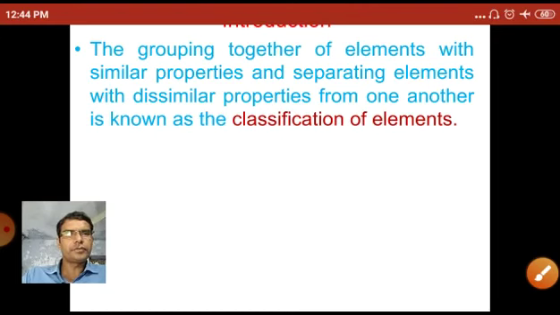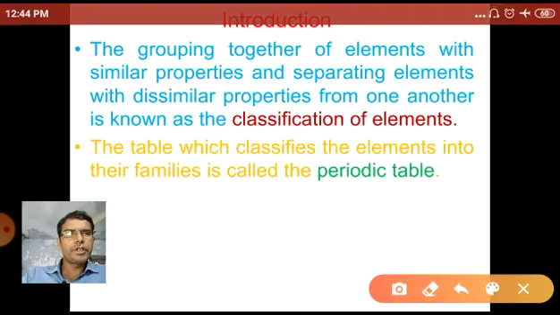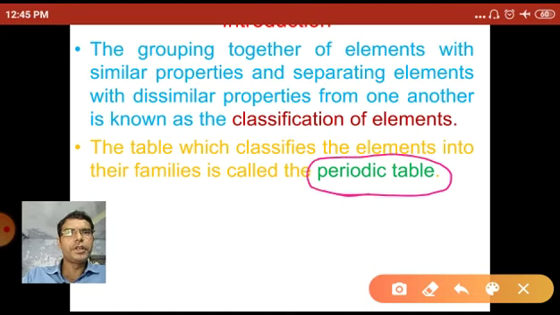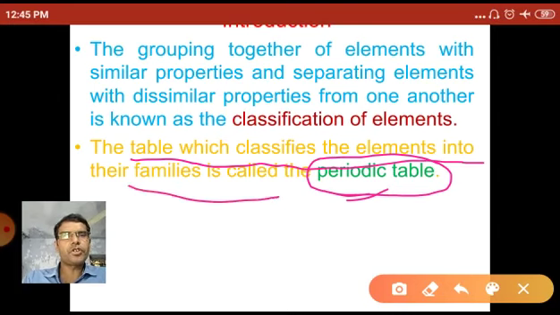Next term. What is the periodic table? It is a type of table in which the elements are classified into their families. That table is called the periodic table. So here is the definition: the table which classifies the elements into their families, into their groups, is called the periodic table.